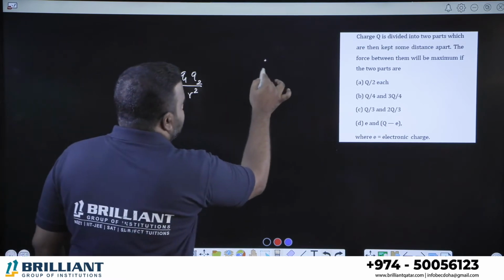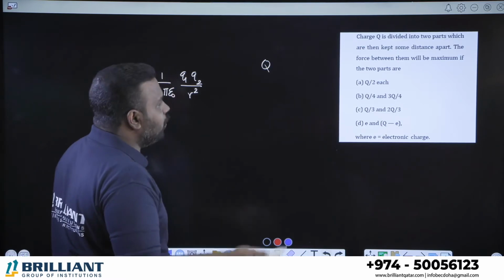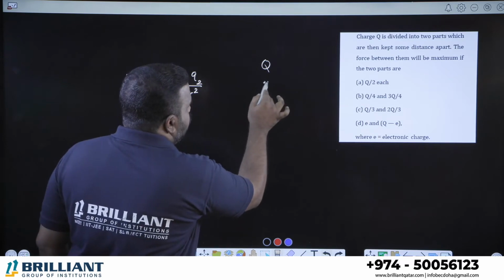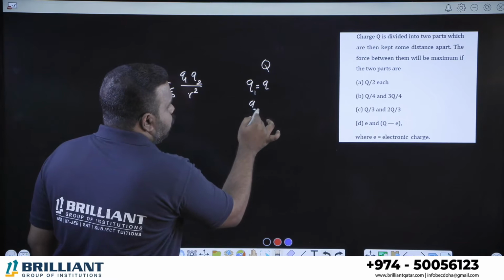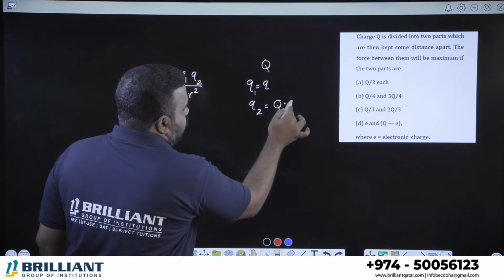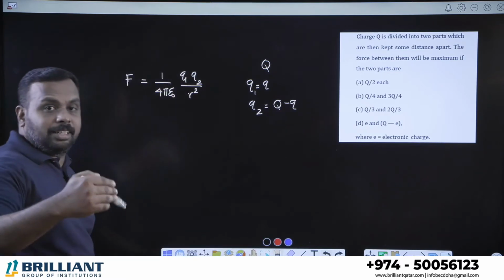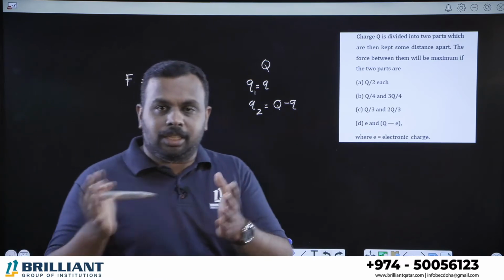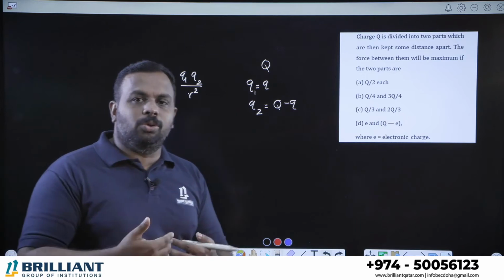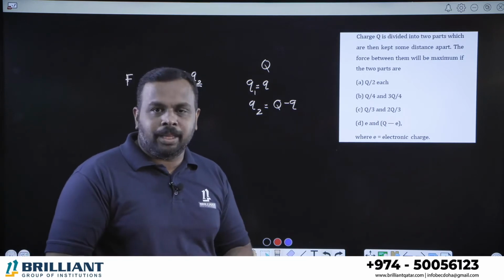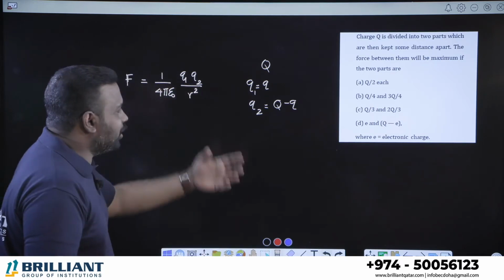So if there is a charge Q which is divided into two, if you take one charge as small q, then the other definitely will be Q minus q. So Q1 is equal to small q, Q2 will be Q minus q, right? So for example, if 10 coulomb is the given charge, you can divide it into two: if one is 1 coulomb, the other will be 9 coulomb. If one is 2 coulomb, the other will be 8 coulomb, like that. Then the force will be maximum under what condition?